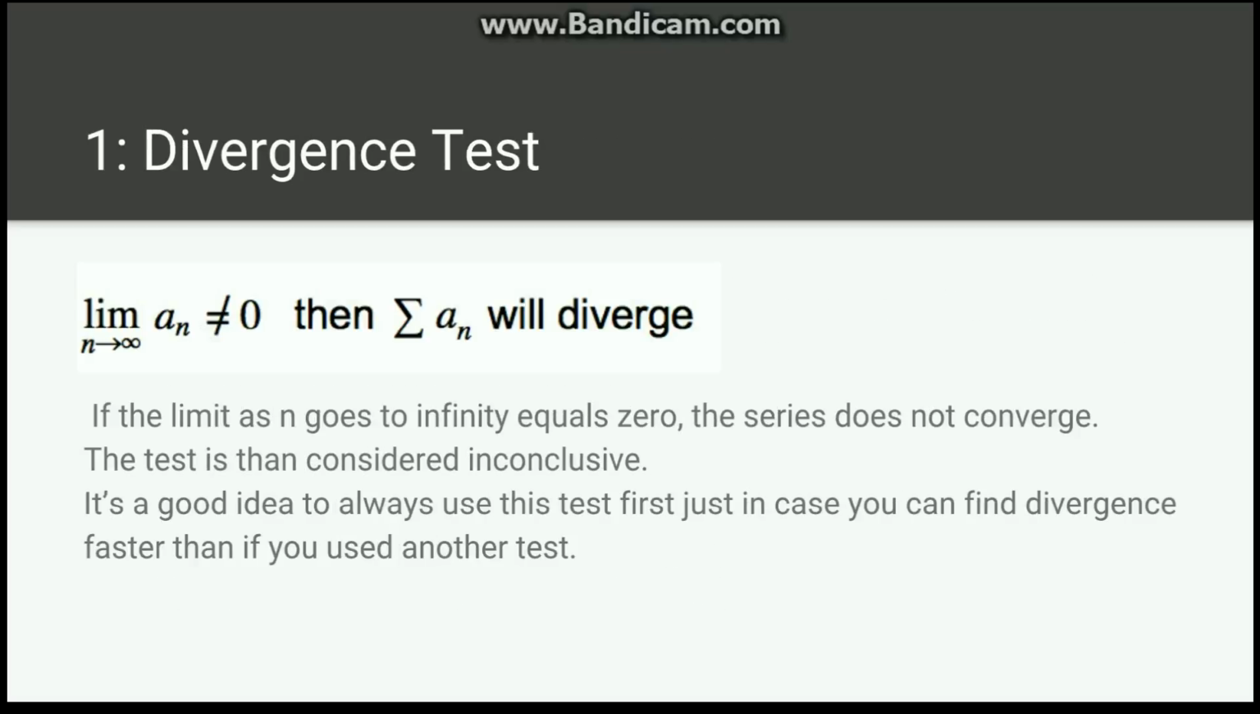So for our first test, we have the divergence test. If the limit as n goes to infinity of a sub n does not equal 0, then the summation of a sub n will diverge. If the limit as n goes to infinity equals 0, the test is considered inconclusive. It's a good idea to always use this test first, just in case you can find divergence faster than if you use another test.